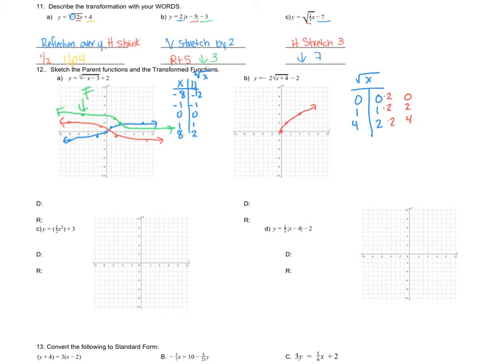I see a negative on the outside, so I'm going to reflect that over the x-axis. So that's going to come down here and here. That's the reflection. And then we're going to move it to the left 4 and down 2. So 1, 2, 3, 4, down 1, 2. Bam.